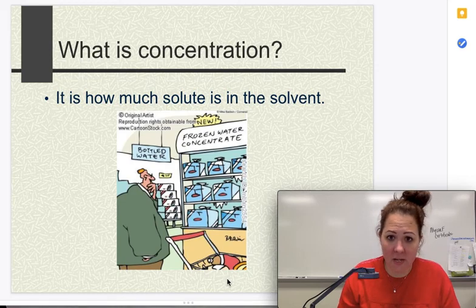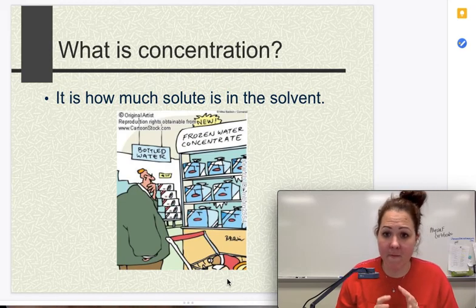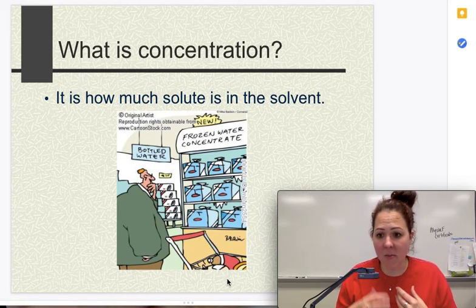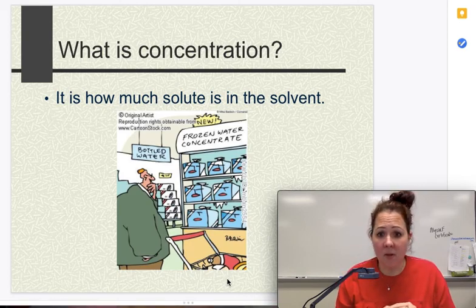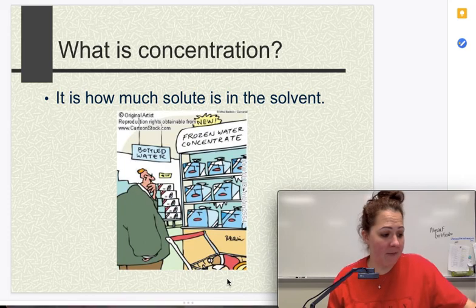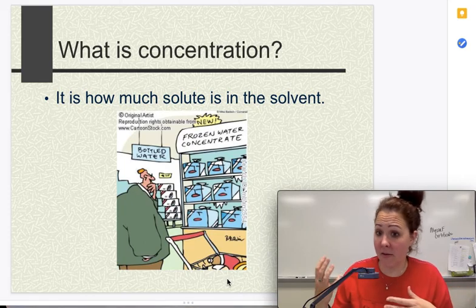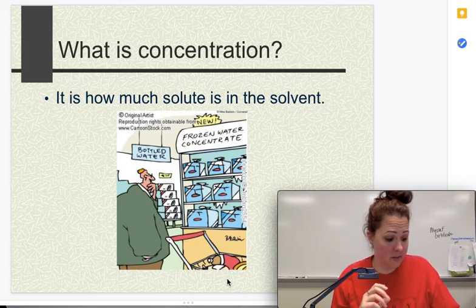So we're going to get into a little bit of concentration first, and it just has to do with how much solute is in a certain amount of solvent. When we're looking at the concentration, you can have a little bit of solute or you can have a lot of solute in your solvent.